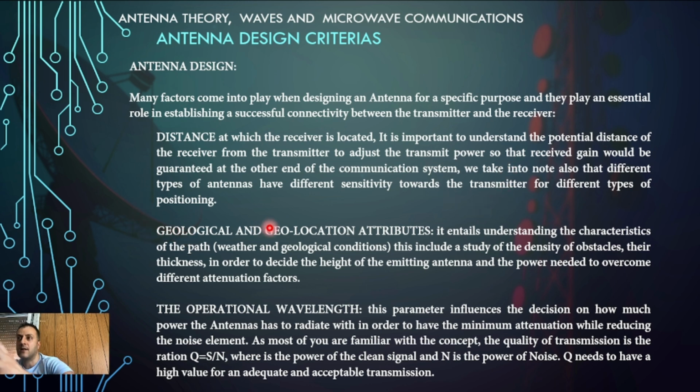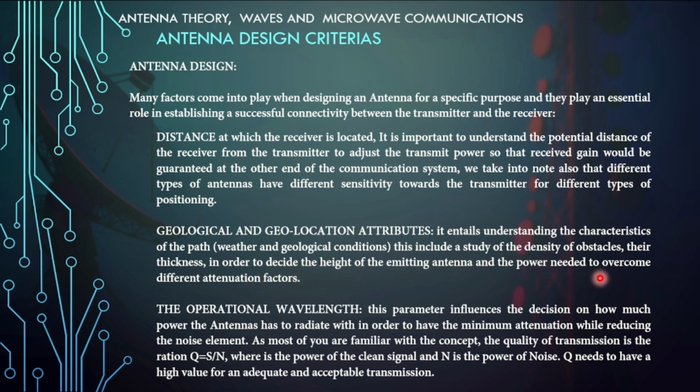Second, geological and geolocation attributes. This entails understanding the characteristics of the path or the terrain, such as weather and geological conditions. This includes actually a study of the density of the obstacles, like, if you will, the meteo factors, weather factors, or trees, their thickness, in order to decide the height of the emitting antenna, and the power needed to overcome different attenuation parameters or attenuation factors.